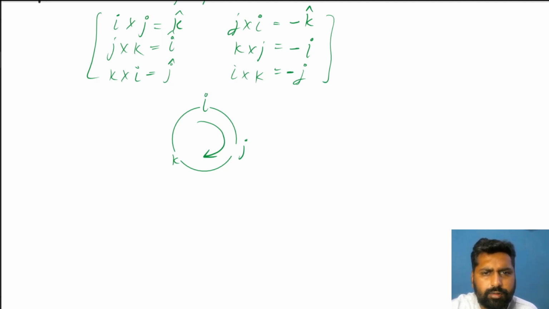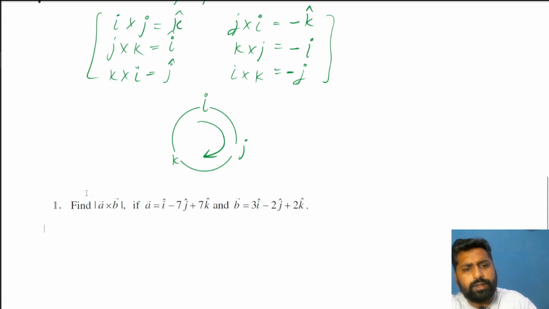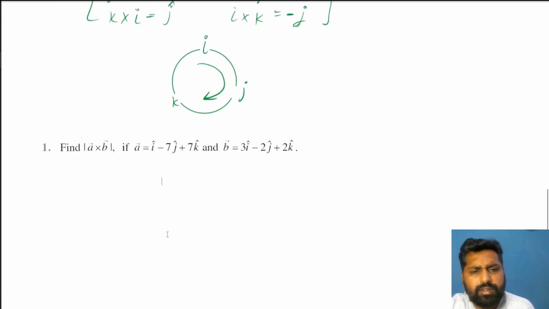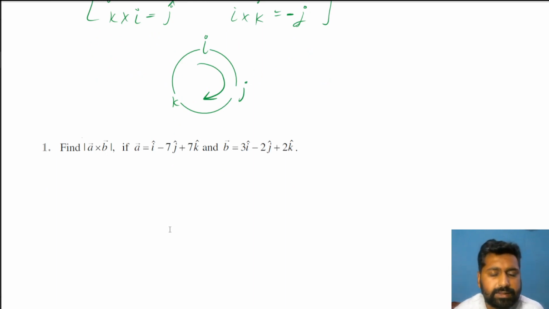So, very straightforward question. You literally have to calculate: vector A is given, vector B is given, and you have to calculate the mod. Now you might think, the mod, the magnitude, is asked, so what do we have to do? Mod A, mod B, sine theta, but theta is not given. So in that scenario, what do you do?